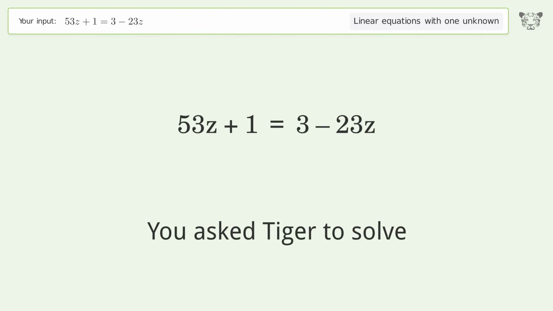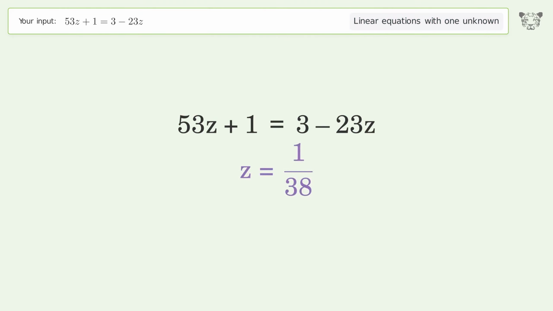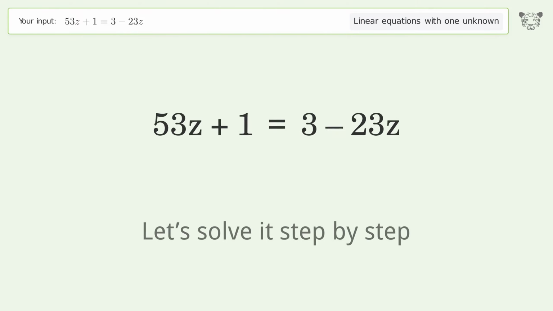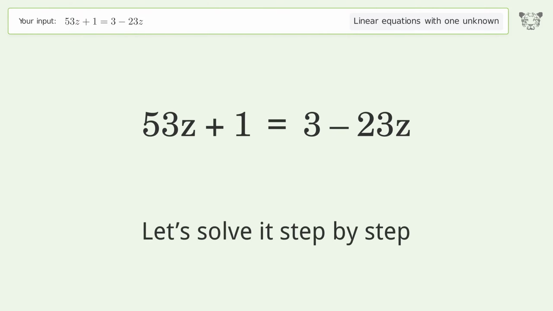You ask Tiger to solve. This deals with linear equations with one unknown. The final result is z equals 1 over 38. Let's solve it step by step.